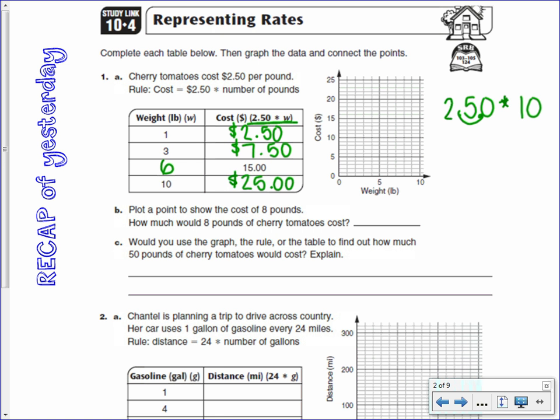Does anybody have any questions on this part? Or how to work backwards on some of those? When I was in school, they called it plug and chug. You have an equation, you plug in the number, and you just chug through with that, right? $2.50 times 10. You just chug through it, find your answer.